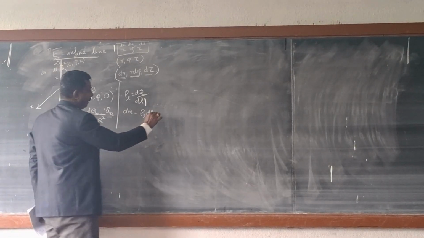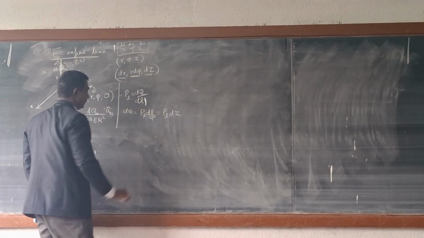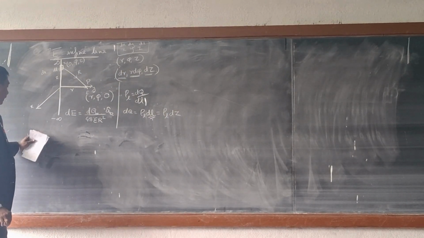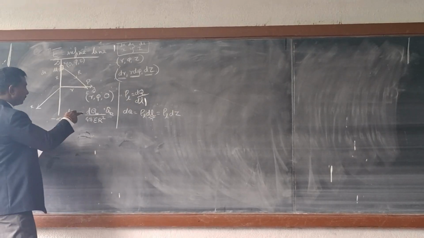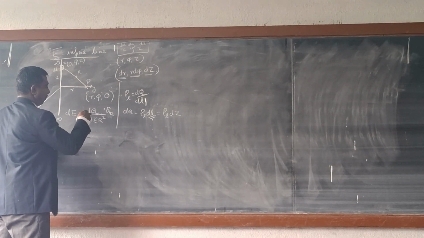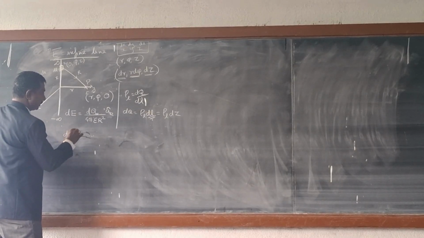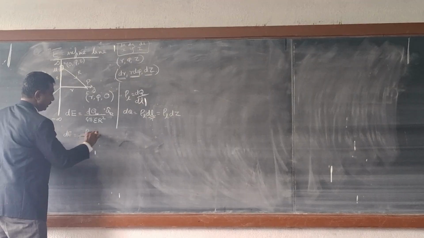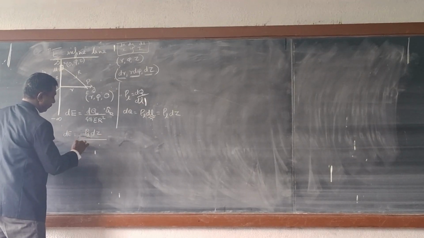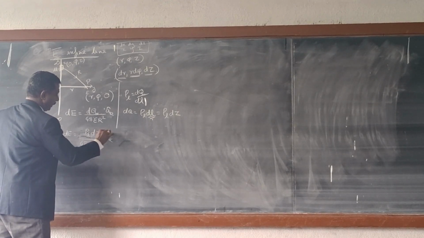So dl is replaced by dz. So the equation becomes rho L dz. Now we can replace it by this equation in place of dq. So dE becomes rho L dz by 4 pi epsilon r square ar cap.